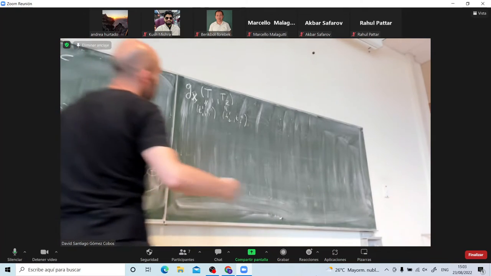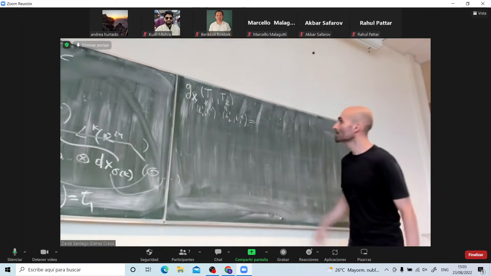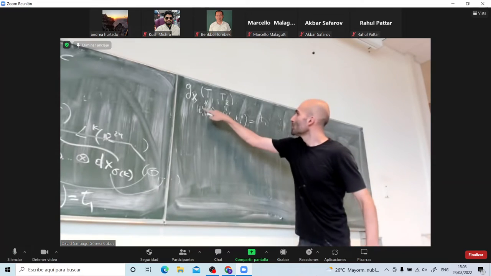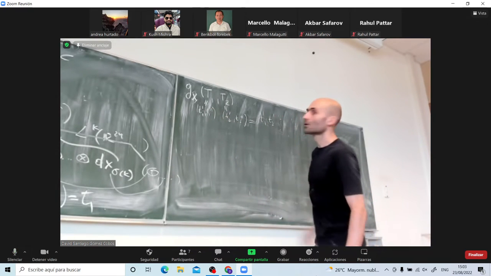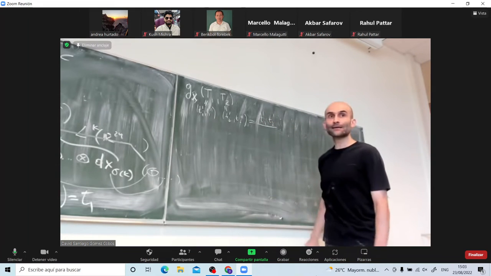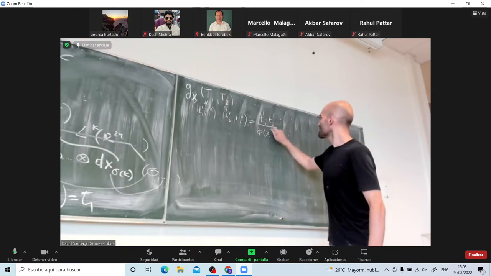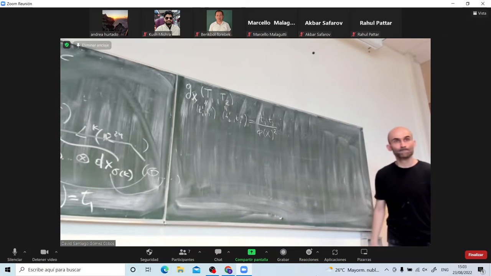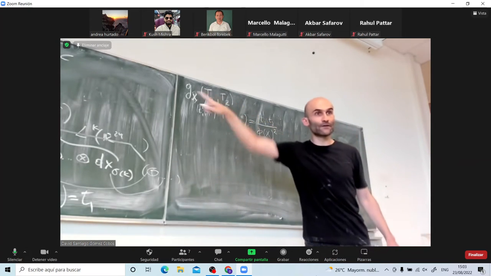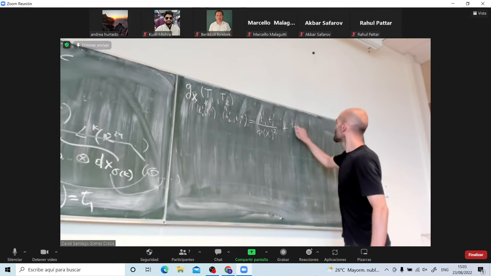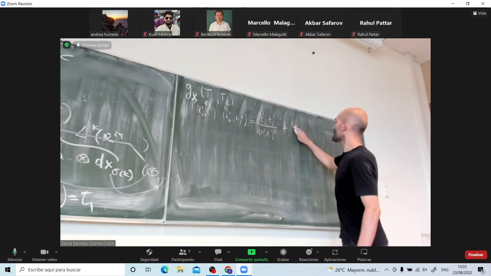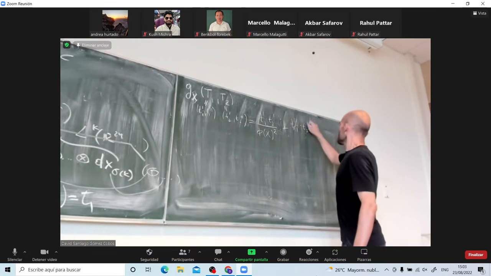I define a very special inner product, and the inner product is the following. T1 prime, T2 prime, this is the ordinary inner product on R n, but I divide by phi of x squared. This is the phi of x in the Biot-Savart calculus, plus c t1 double prime, c2 double prime.